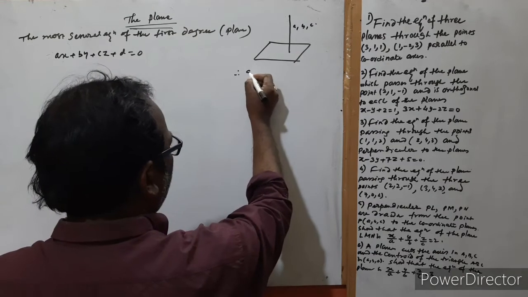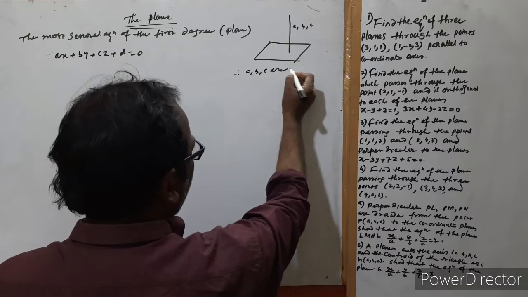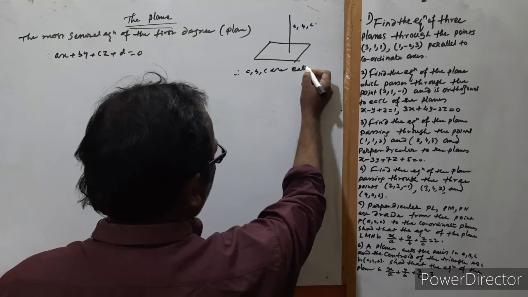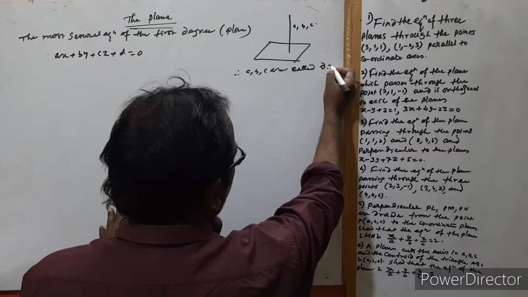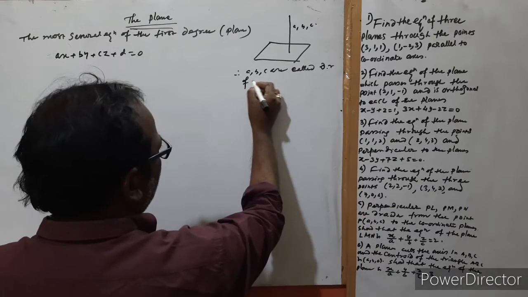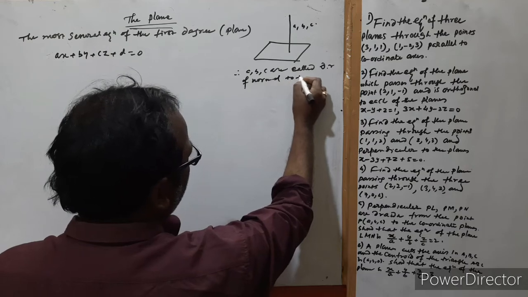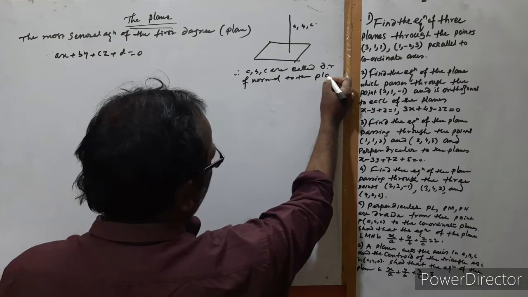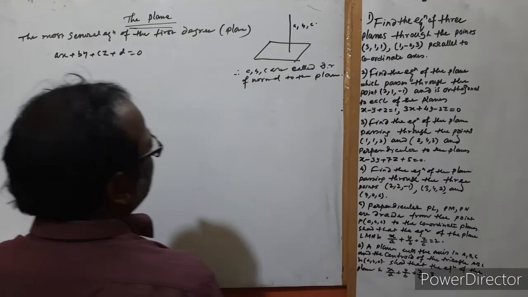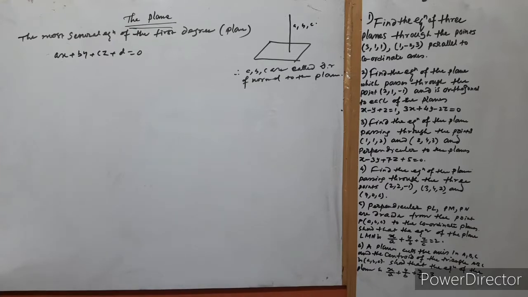So a comma b comma c are called DR of the normal to the plane. Okay, so a, b, c are called the DR of the normal to the plane.